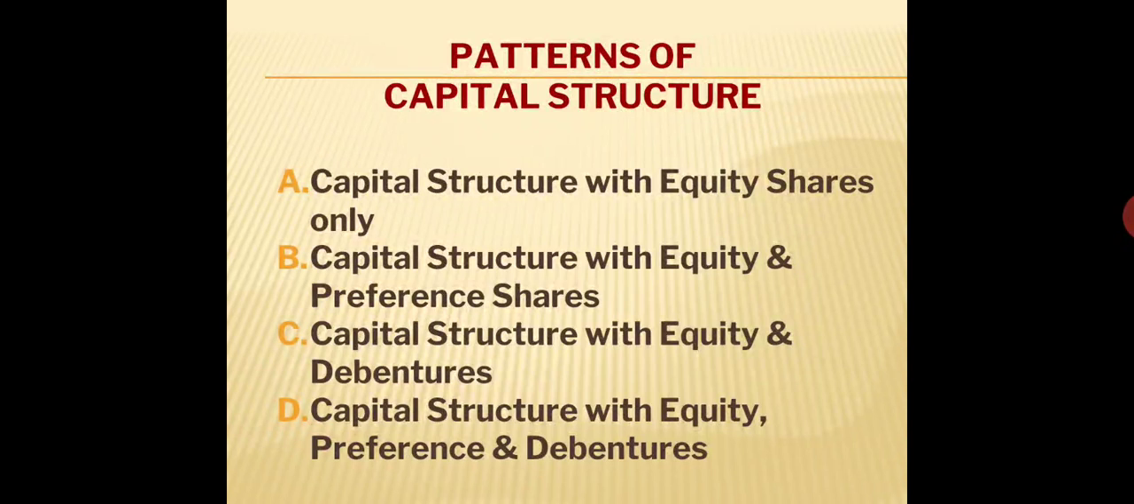The last one is that it is the most economical pattern of capital structure. Yes, when a company raises capital through equity, preference and debenture, then the overall cost of capital goes down. So in this pattern, the cost of capital is relatively lower than in other patterns. So it is one of the best patterns through which a company gets the maximum fund at the minimum cost.